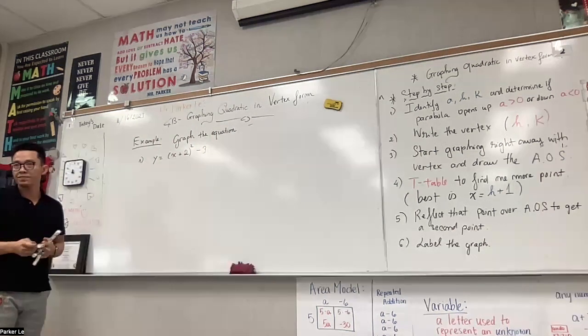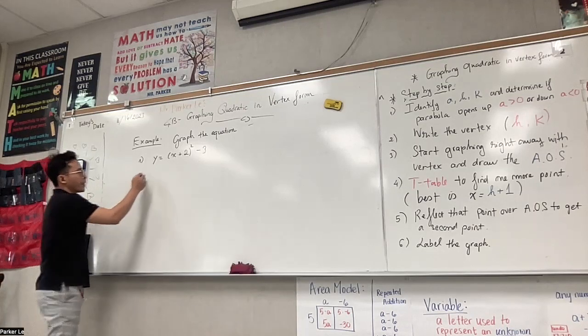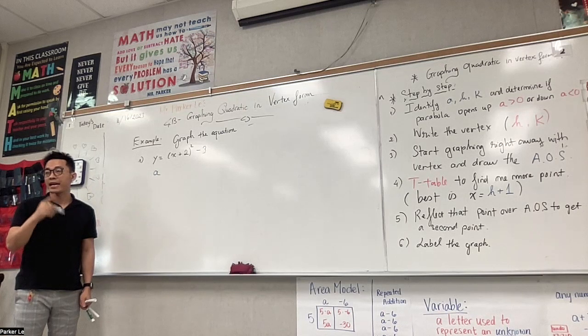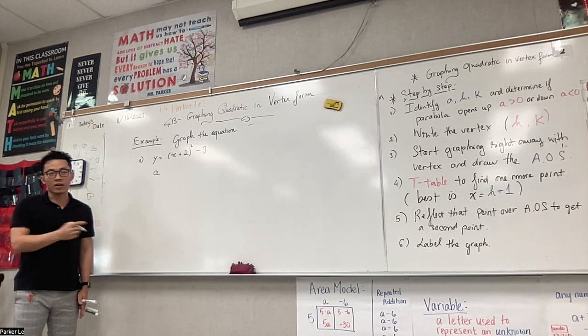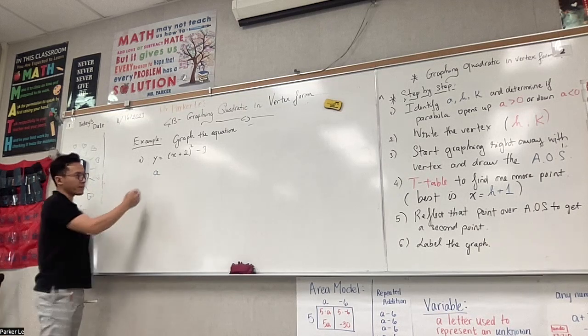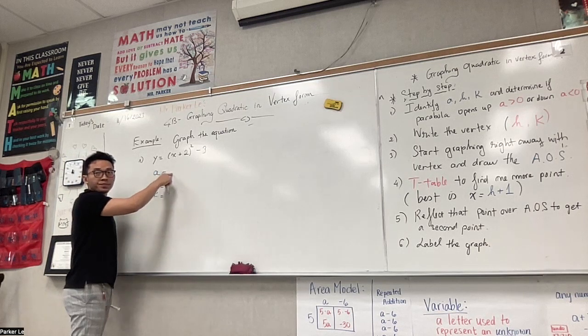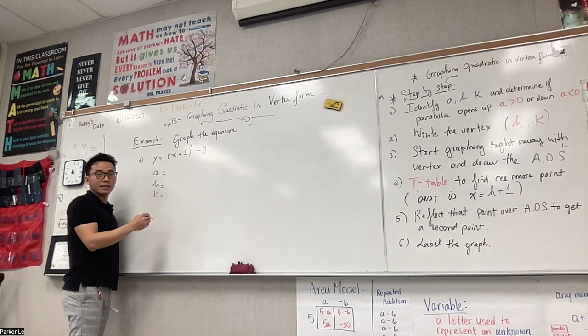Okay, sample 1. On the standard form, you need to identify A, B, C. Same thing. On the vertex form, you need to identify A, H, K. All right, Jose, what's the A? 2.